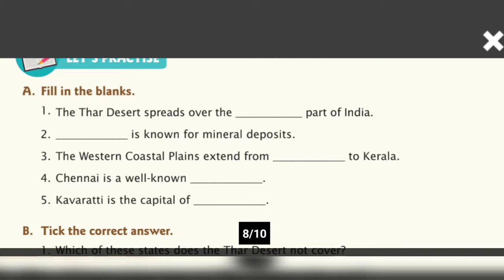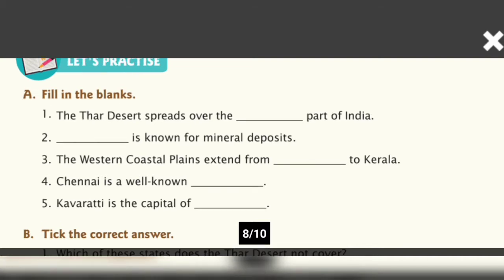The Thar Desert spreads over the dash part of India. So Thar Desert spreads over in which part of India? Yes, very good. Northwestern part of India. Right? Northwestern. Yes, now see second question. Dash is known for mineral deposits. Which area is known for mineral deposits? Yes, Chota Nagpur Plateau. Very good. Right? Chota Nagpur Plateau. And then third question.